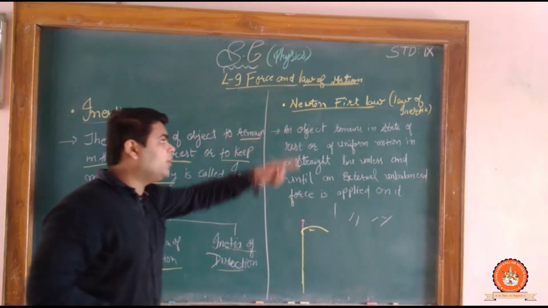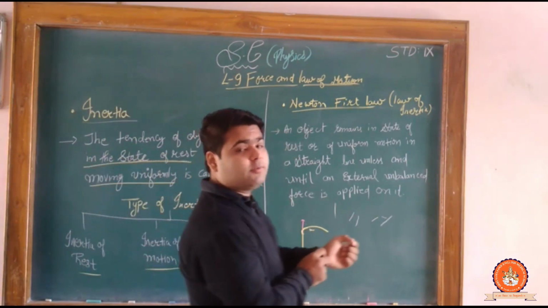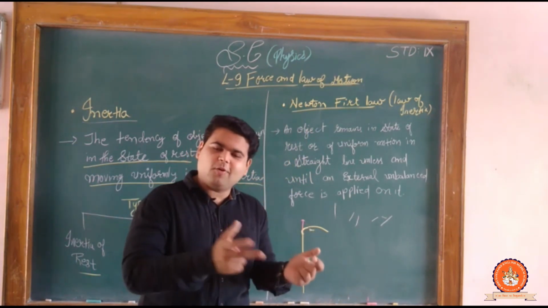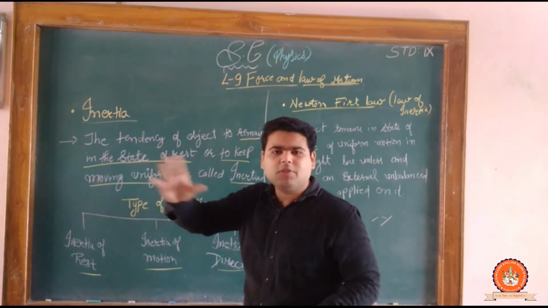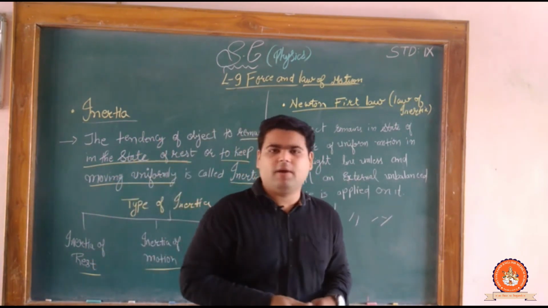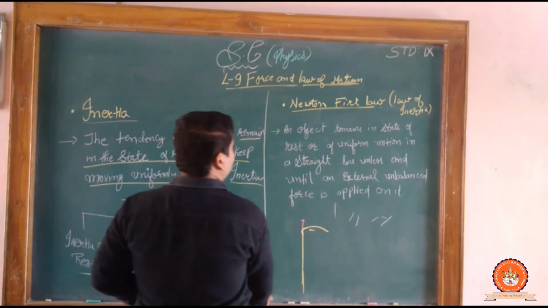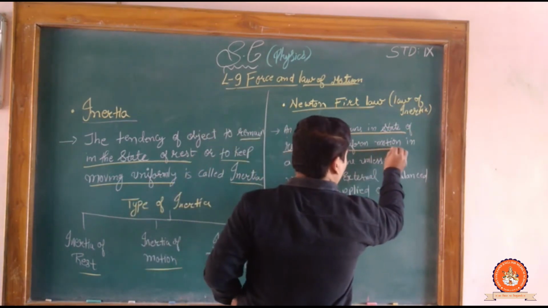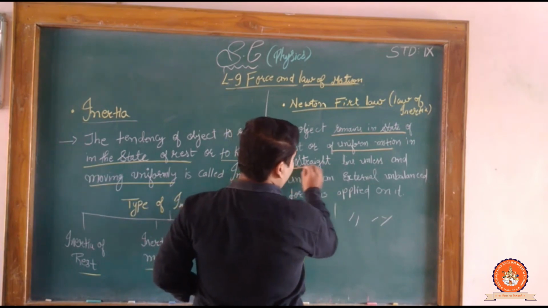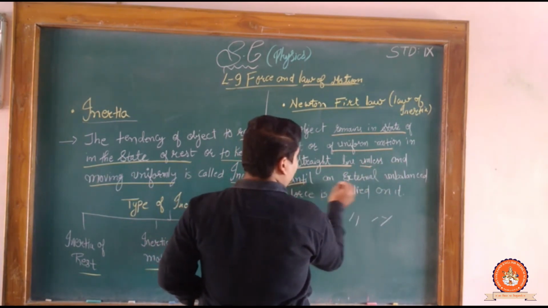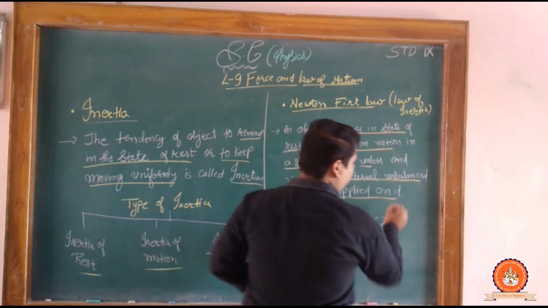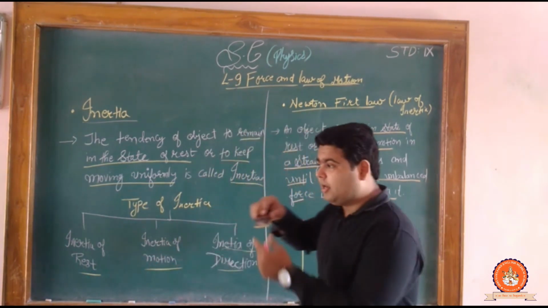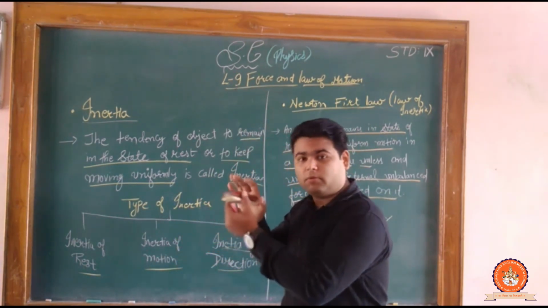Clear? Now Newton's first law of motion, well, it's also known as what? Law of inertia. Why? Because Newton had given the first law, which we have already studied as inertia. Both are the same. उसने inertia ही बताया हुआ है. Okay, what is that? Look here. An object remains in a state of rest or in uniform motion in a straight line unless and until an external unbalanced force is applied on it. जो चीज रेस्ट में, that will remain at rest unless and until I apply a force on it, तब तक वो रेस्ट में रहेगी.